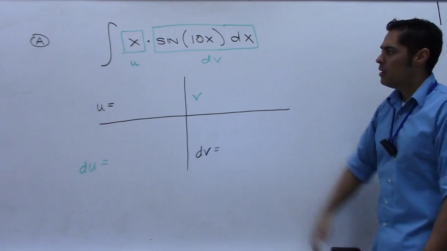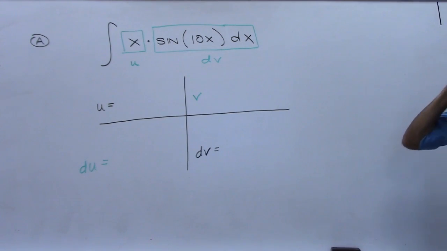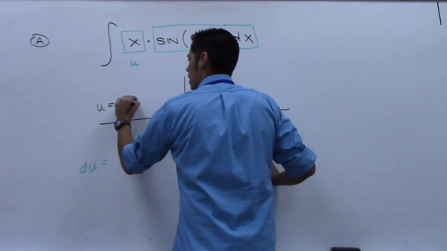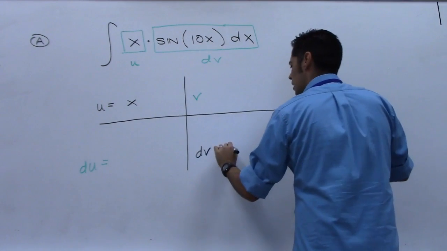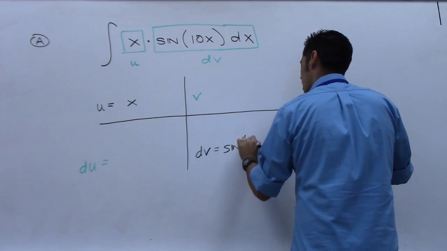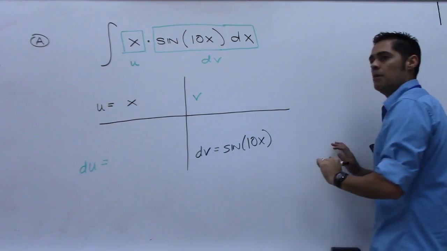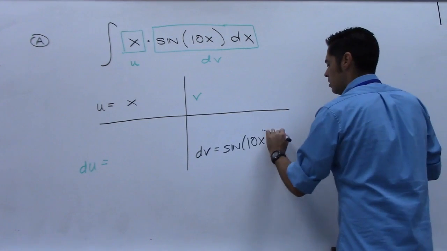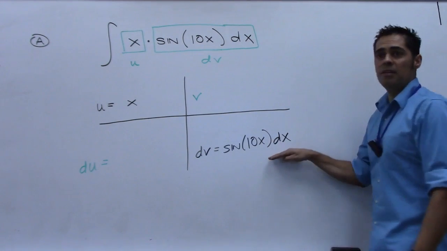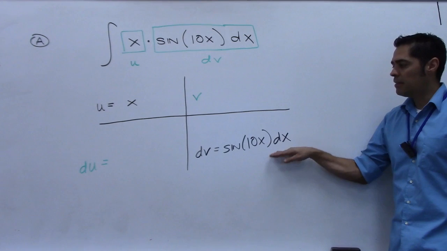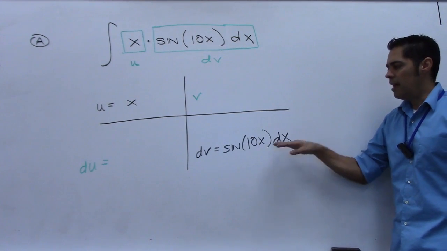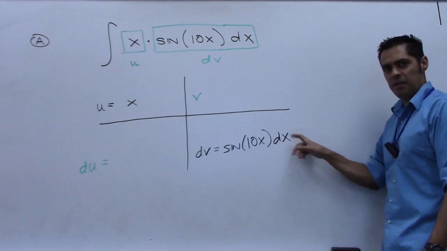Yes? All right, so what did we say our u was going to be? x. And we said our dv was going to be sine 10x dx. Make sure you bring the dx with you, okay? Don't forget the dx. I get upset when I see no dx in here.